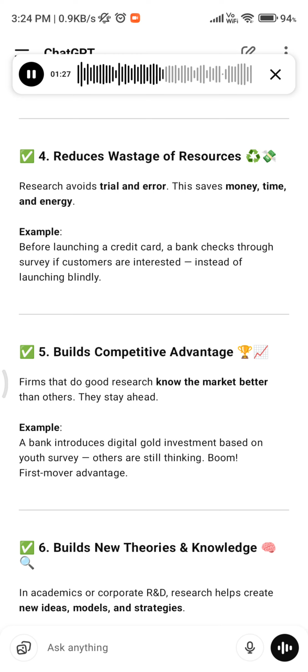5. Builds competitive advantage. Firms that do good research know the market better than others. They stay ahead. Example, a bank introduces digital gold investment based on a youth survey. Others are still thinking. Boom, first mover advantage.